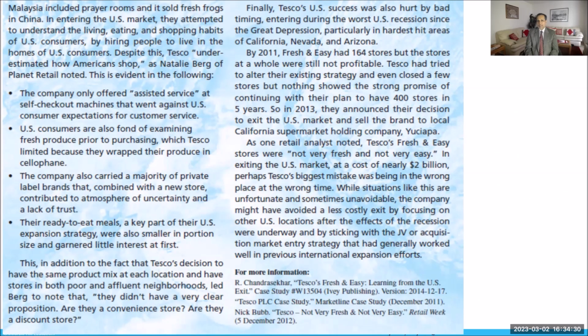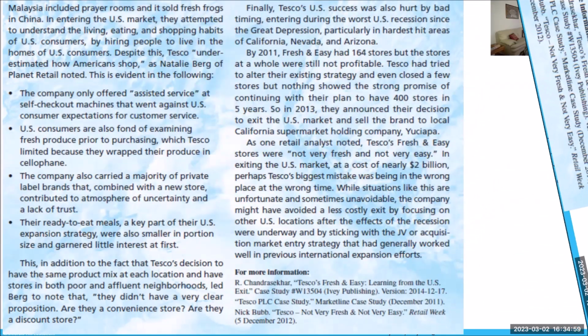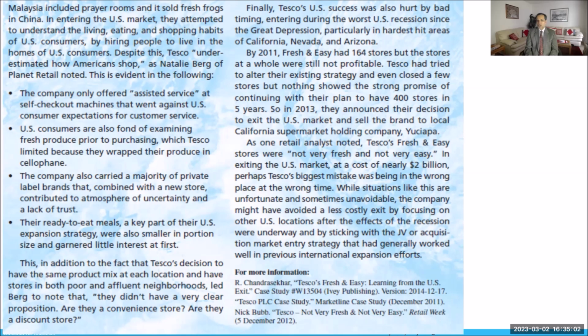Finally, Tesco's US success was also hurt by bad timing, entering during the worst US recession since the Great Depression, particularly in the hardest hit areas of California, Nevada, as well as Arizona. By 2011, Fresh and Easy had 164 stores, but the stores as a whole were still not profitable. Tesco had tried to alter their existing strategy and even closed a few stores, but nothing showed the strong promise of continuing with their plan to have 400 stores in 5 years.